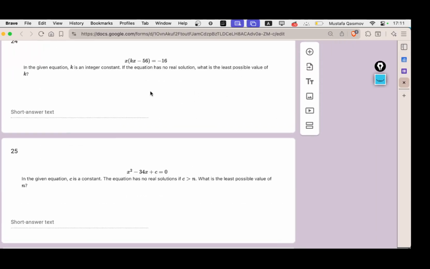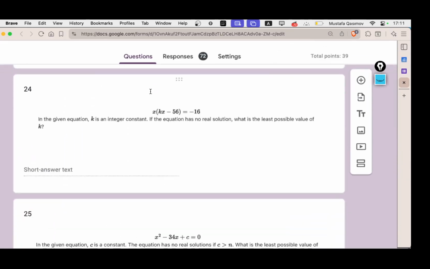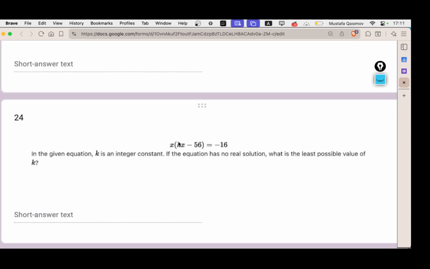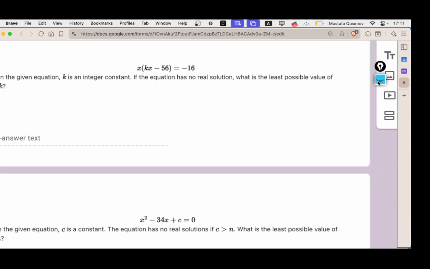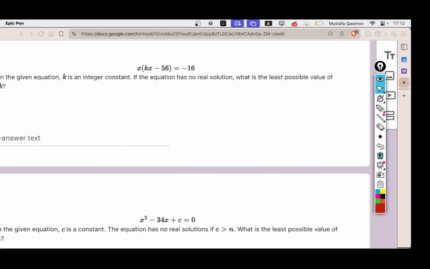Next one is 24. It's also a good question. Also, I want to show you two methods here. Just wait. I will show you two methods. One of them is, let's say, with paper, one of them is without paper. You have to open it.